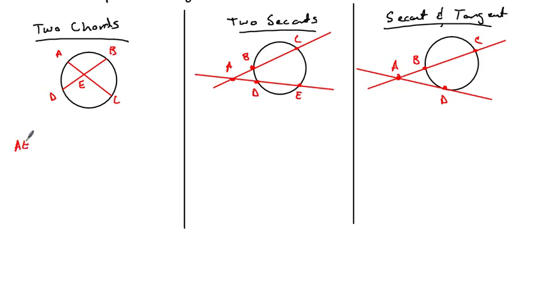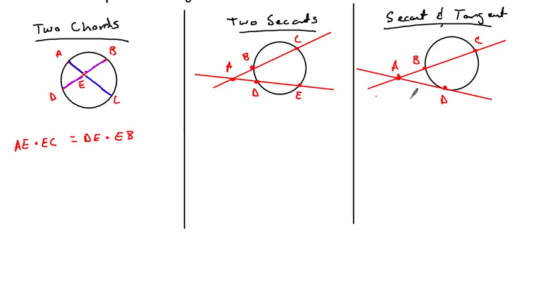The relationship is that AE times EC is equal to DE times EB. If you're thinking about how to memorize these, you don't need to worry about the letters. You just need to memorize that it's this times this is equal to this times this. Okay, so it's very basic. It's like a cross multiply and divide type of thing.